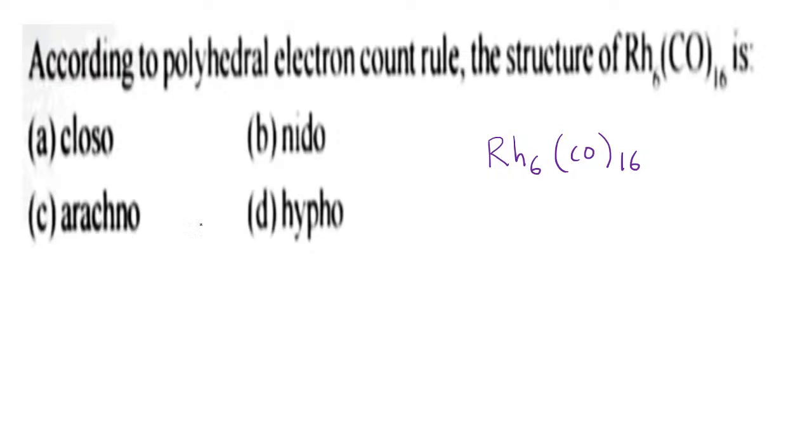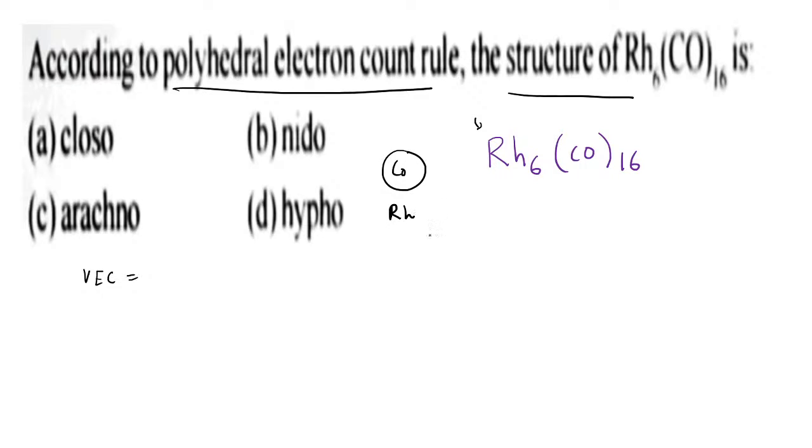All right, okay. So according to the polyhedral electron count rule, you have to predict the structure of this complex: closo, nido, arachno, and hypo. These are all the given options. So you have to predict the correct structure by the polyhedral electron count method. First of all, we'll be counting the valence electrons of this particular system. This is Rh6(CO)16, and Rh is from your cobalt family.